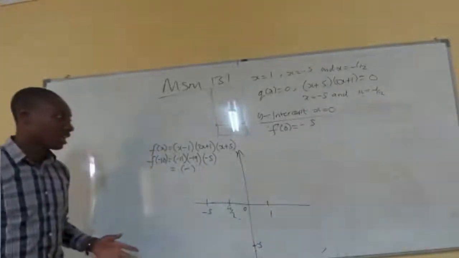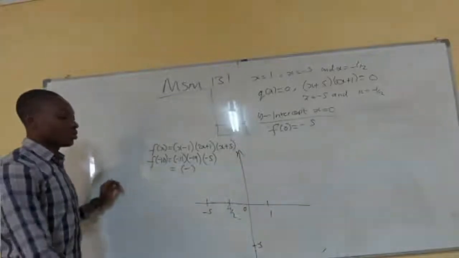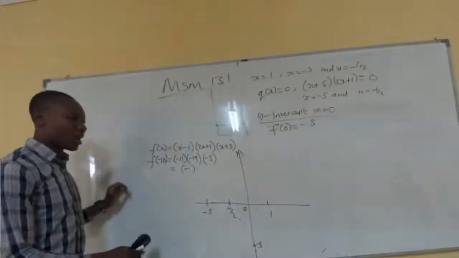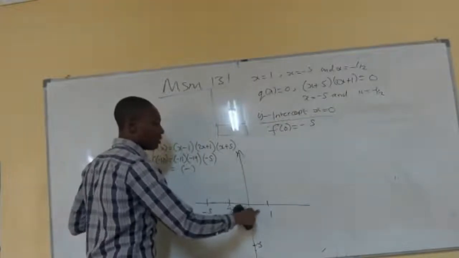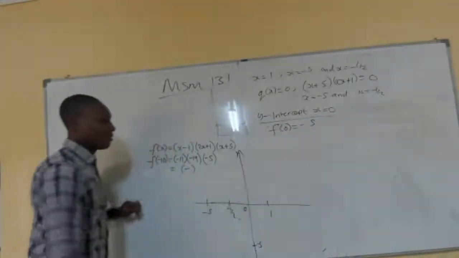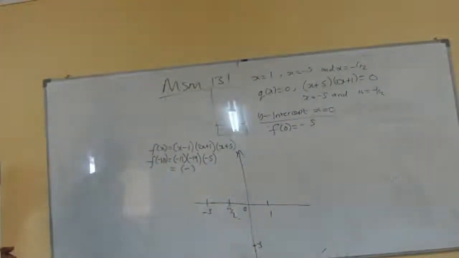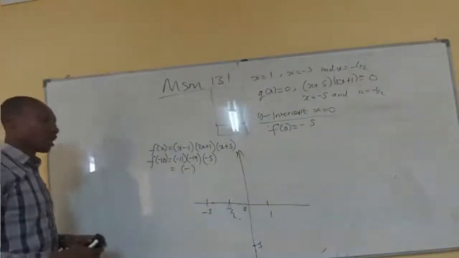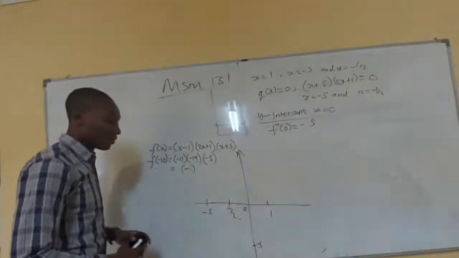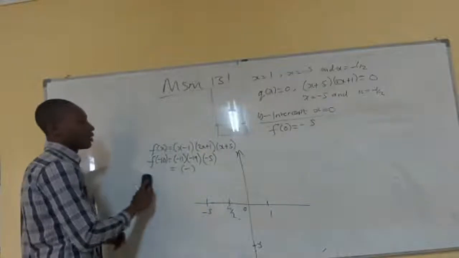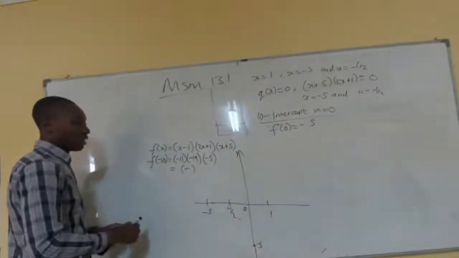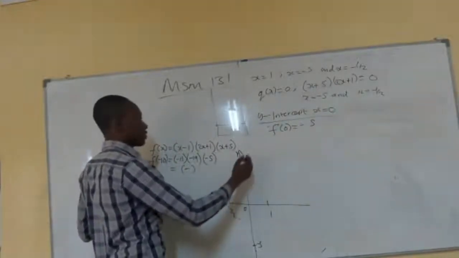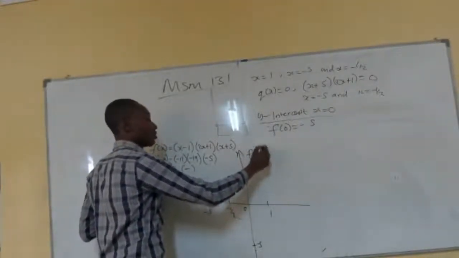So this is what I now want to test, okay? To test that, I'm going to pick a number in between negative half and 1. Let's say we'll pick positive half. Let's find out what value we have at positive half. So we are saying f of 1 over 2, okay?